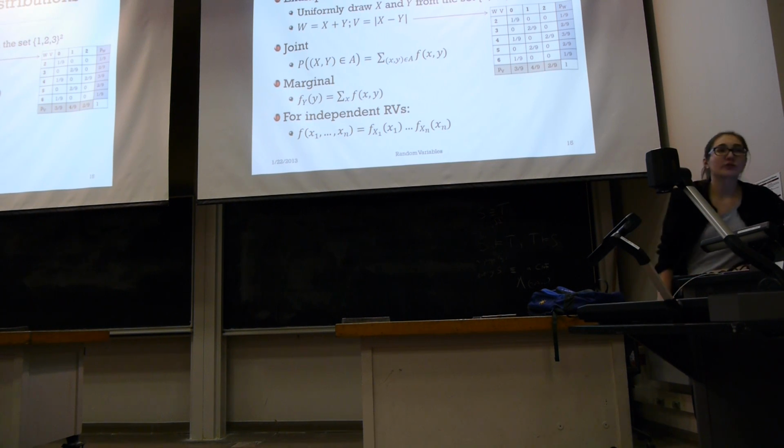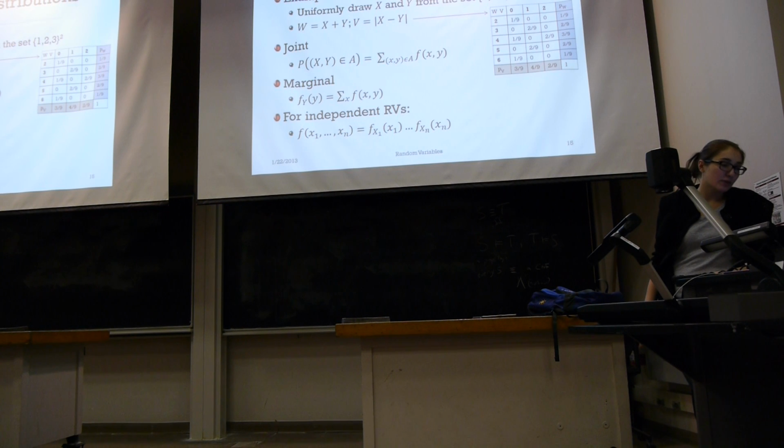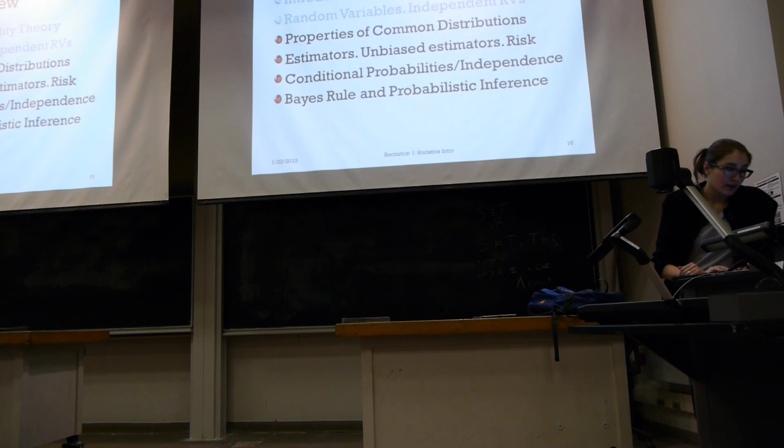So, question for everyone: can you tell me if the 2 variables w and v are independent or not? Who thinks they're independent? Who thinks they're not independent? Right, they're not independent, because you can't write that as the product of the marginals.